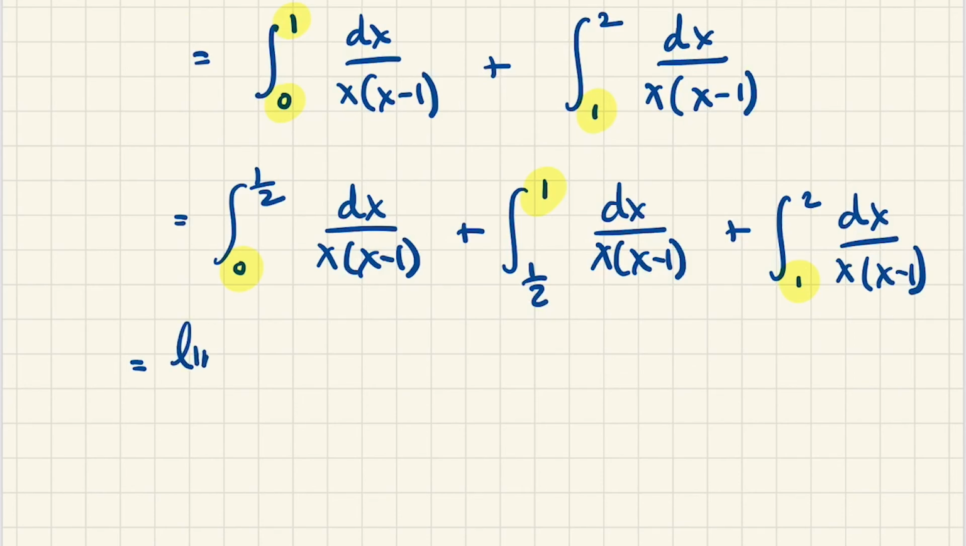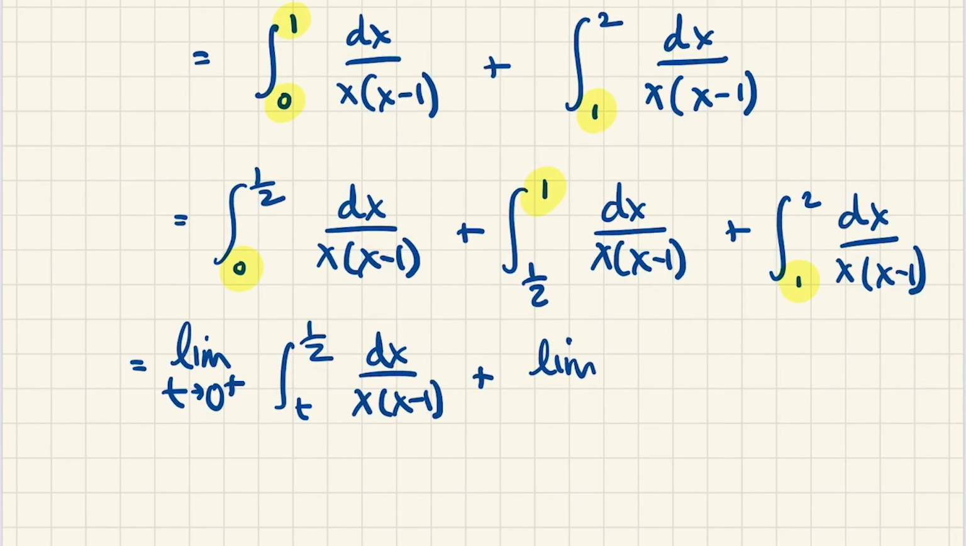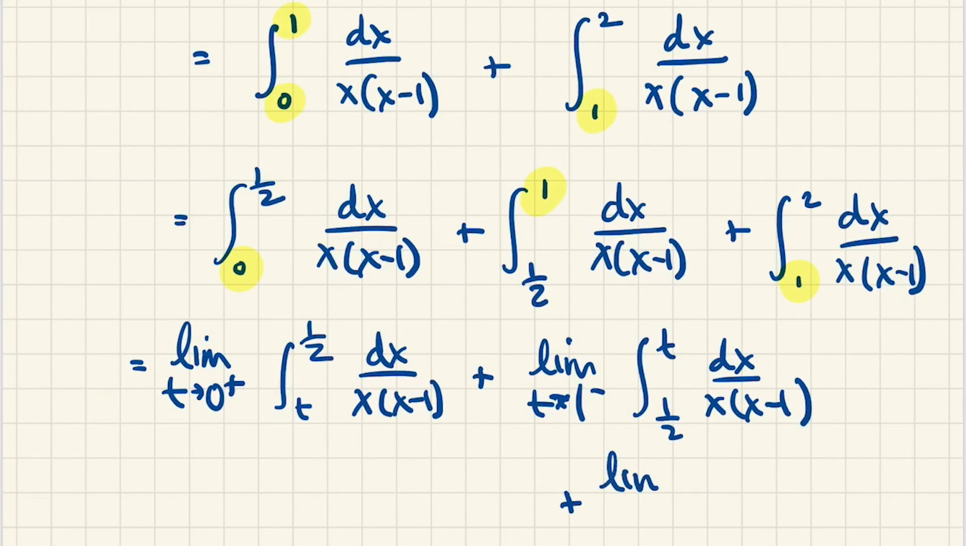We can say limit as t approaches 0 from the right of t to 1/2, limit as t approaches 1 from the left, and finally limit as t approaches 1 from the right.